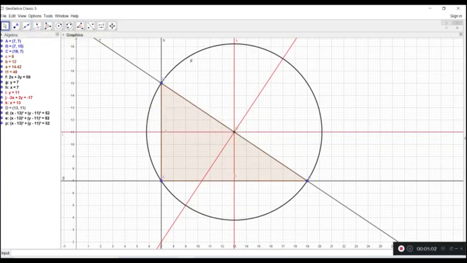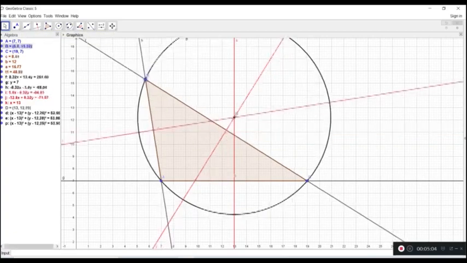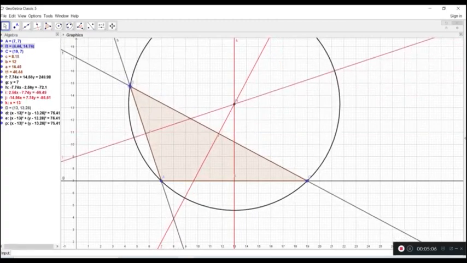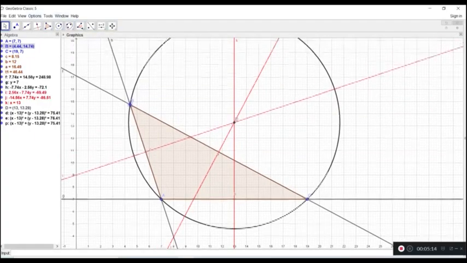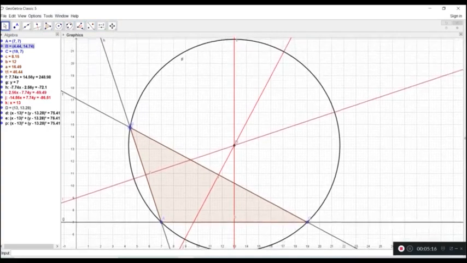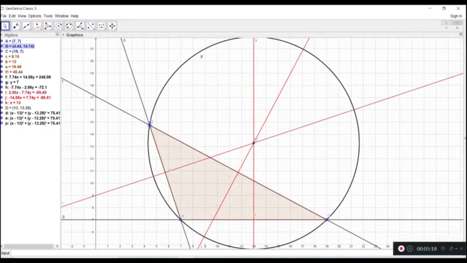If we make this triangle obtuse like this, we can draw the circumcircle also like this. This is the circumcircle. So in this way we can draw the circumcircle of any triangle, that may be acute, right triangle or obtuse triangle, by using the GeoGebra software.